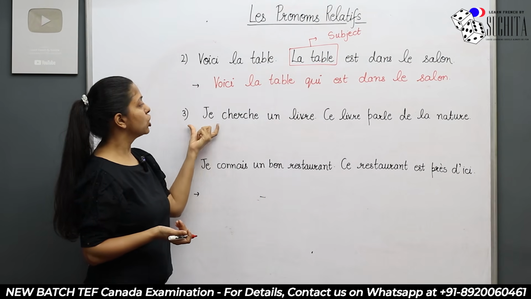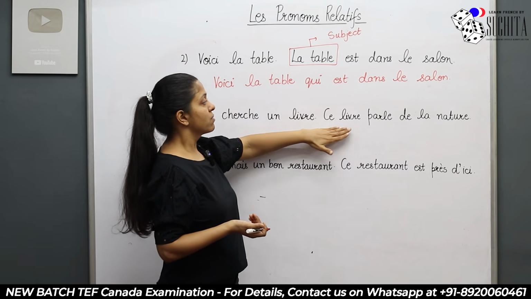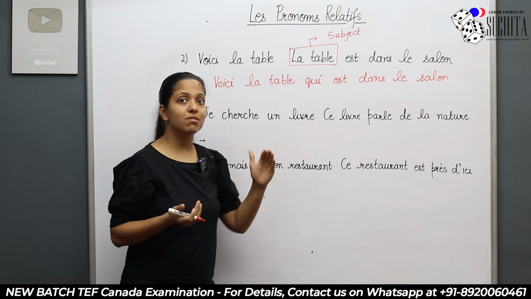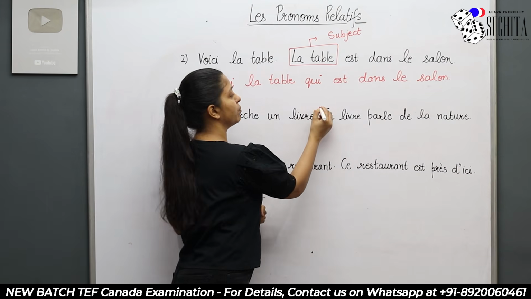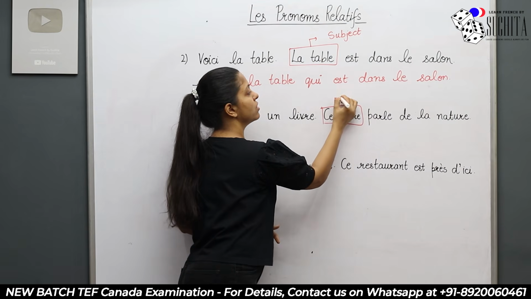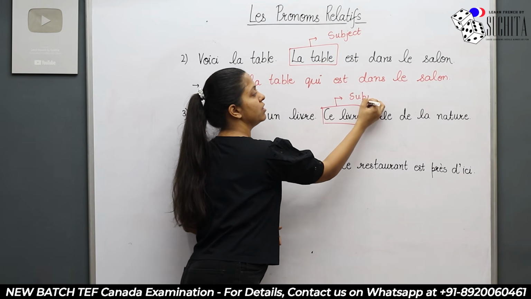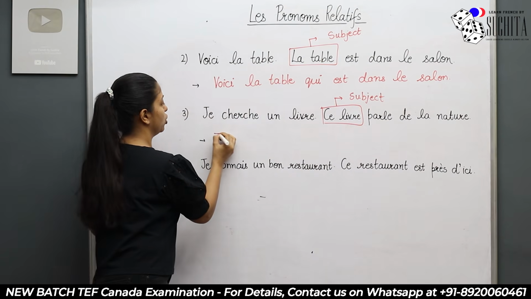The third one. Je cherche un livre. I'm looking for a book. Ce livre parle de la nature. This book talks about nature. Now in the second sentence, you have the repetition of ce livre, and again that is your subject. Since it is your subject, you will replace this by qui.